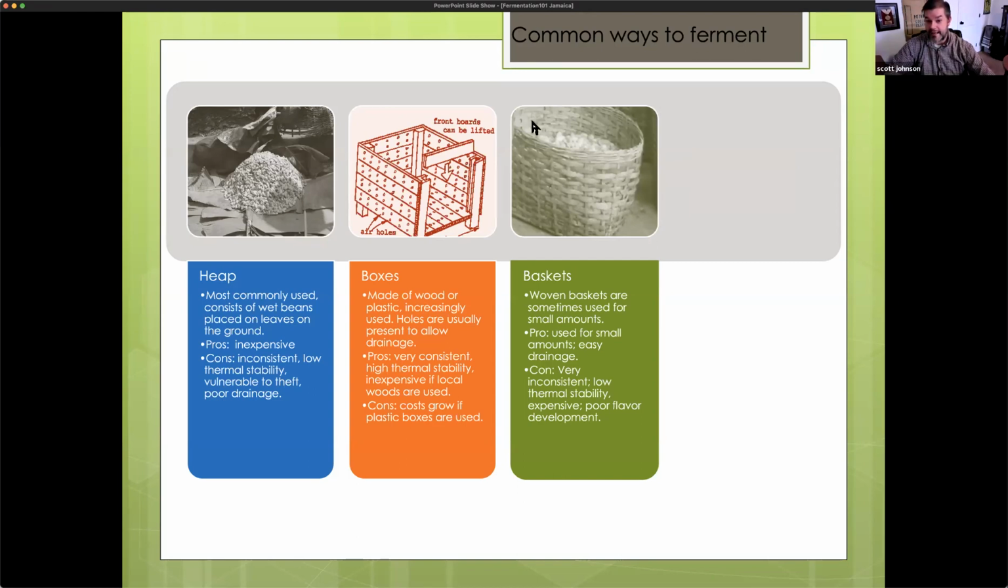If you get a basket that is able to hold the same amount as, say, a box, well, now you can't move it. It's just too heavy, and there's no benefit to having a basket. So basket fermentation is used. It's just not a very consistent way to do things.